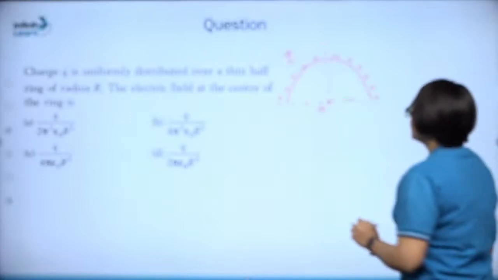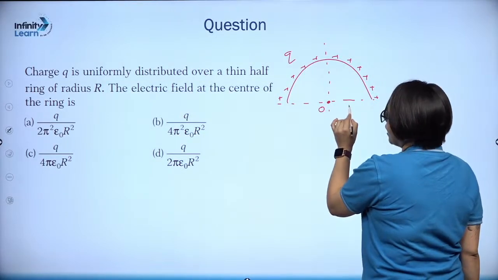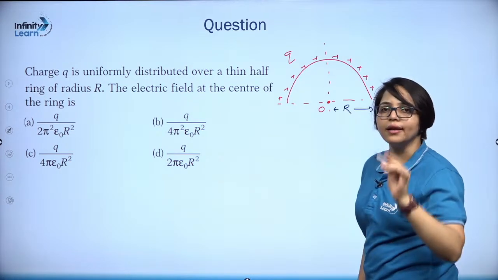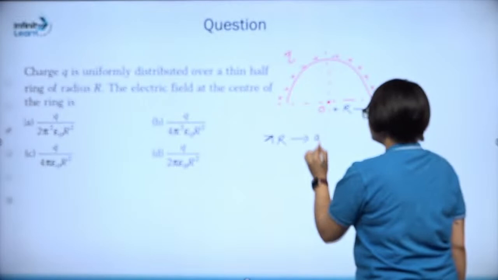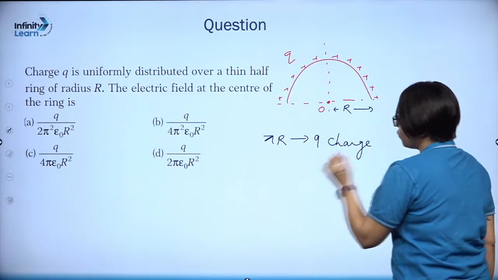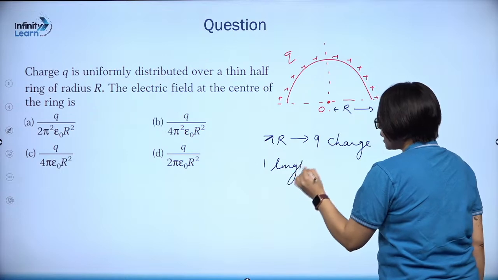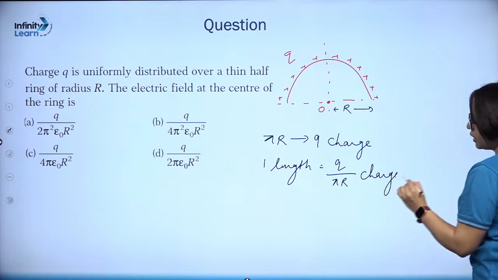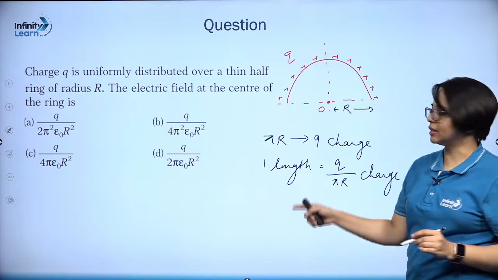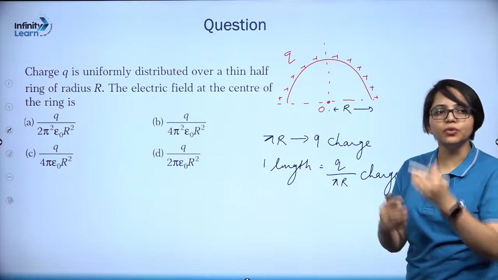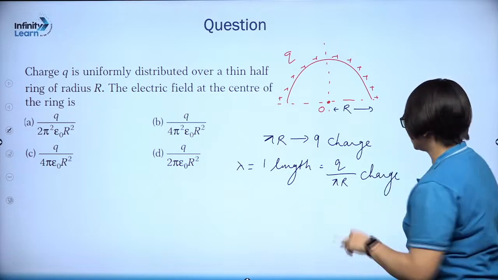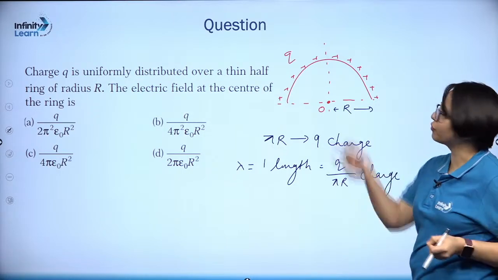So what I'll do is, I'll find first of all, if R is the radius of this half ring, then what is the length of this half ring, beta? It is pi r. So pi r length has q charge, beta, right? So one length, unit length will be having q upon pi r charge, coulomb charge, right? So this is nothing but its linear charge density. Charge per unit length is known as linear charge density lambda. So this will be the charge on unit length of this wire.